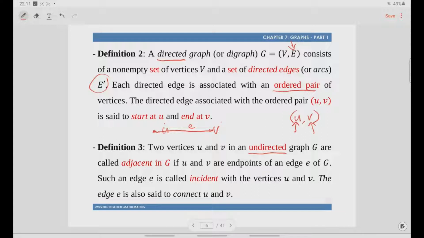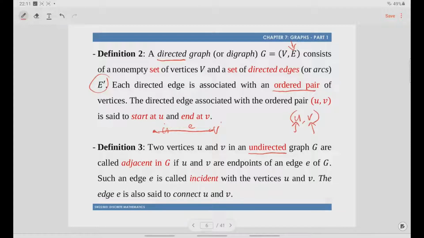Because we need to understand a lot of terminology. So you need to understand about adjacent, incident, and so on. So please pay attention to the definition. You need to understand what is adjacent, what is incident. There are a lot of important terminologies that you need to understand in this chapter.